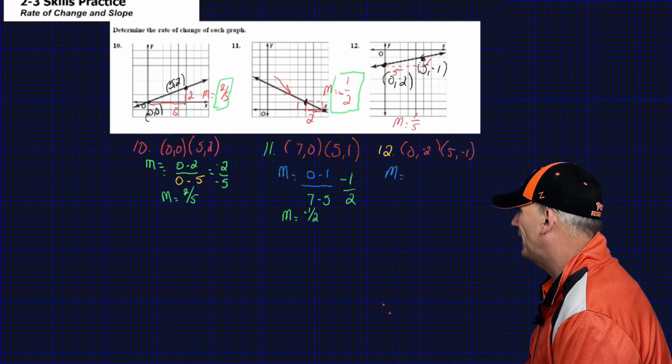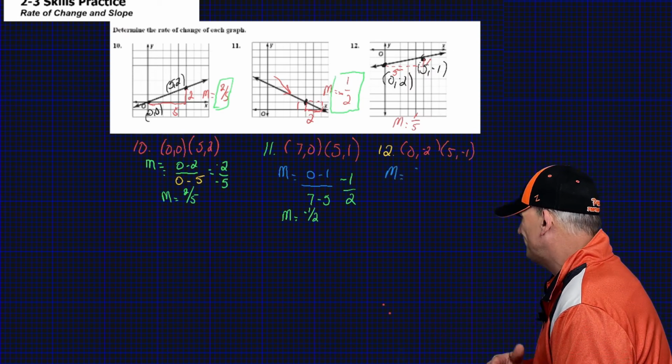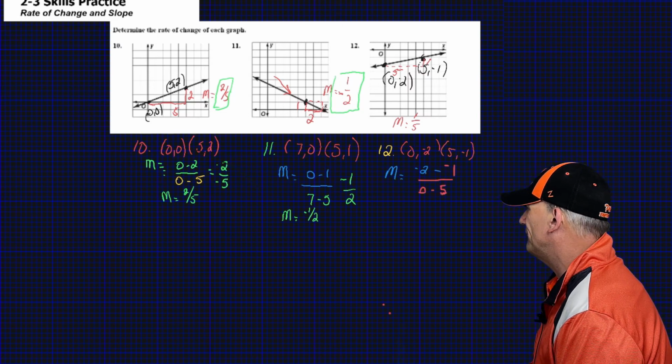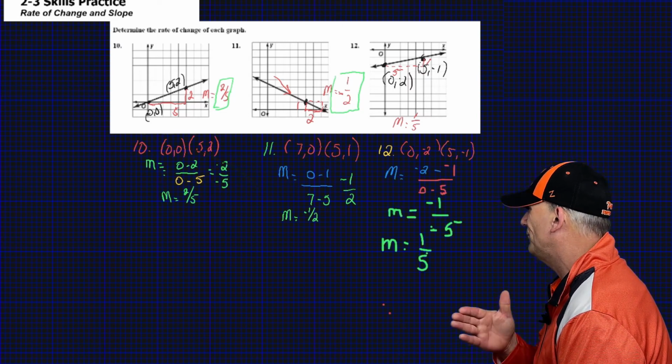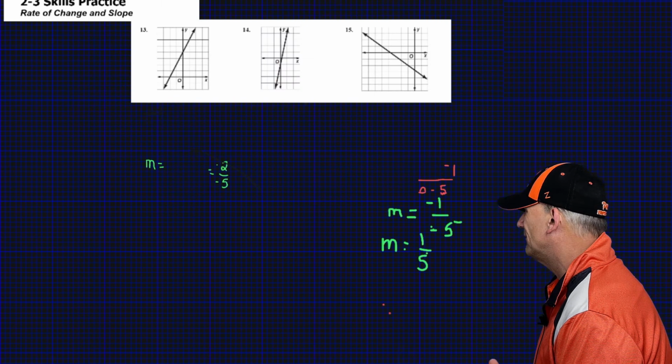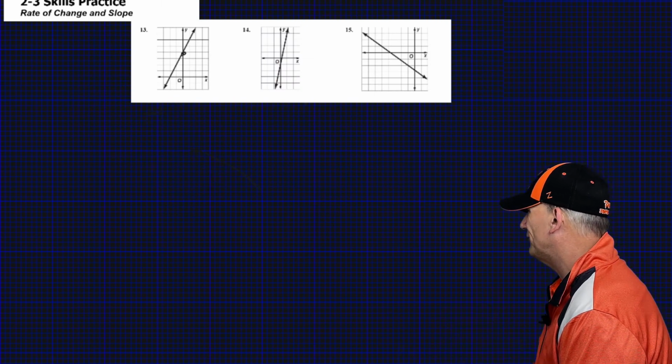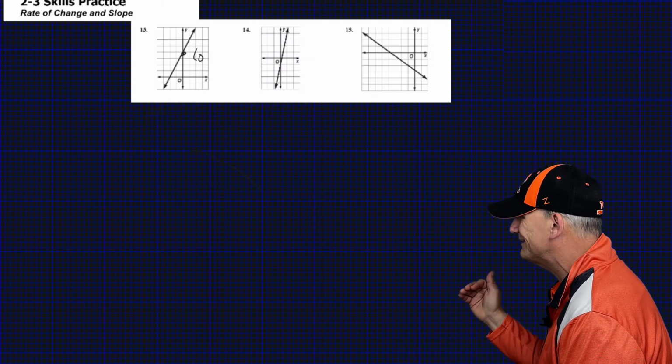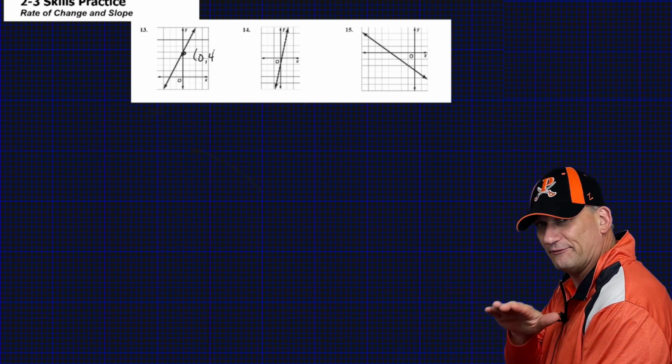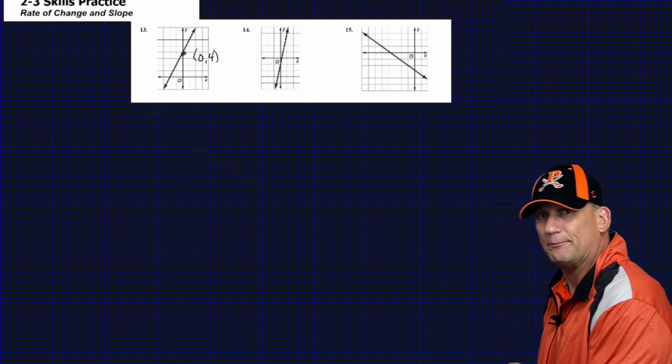But once again, here's the math, just because. On top we have negative 2 minus 1, and on the bottom we have 0 minus 5. And in the end, we get a positive 1/5. That's what I said: 5 to the right and 1 unit up.